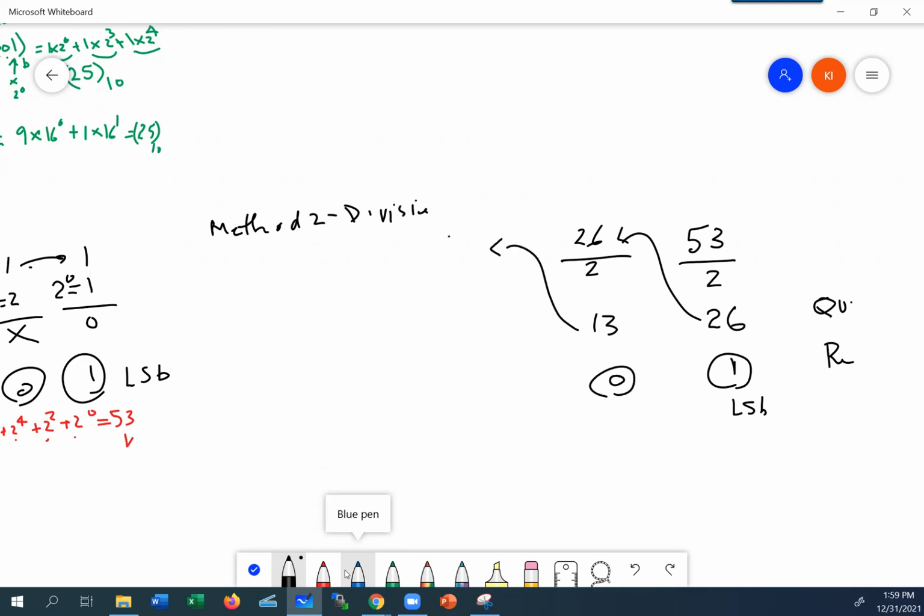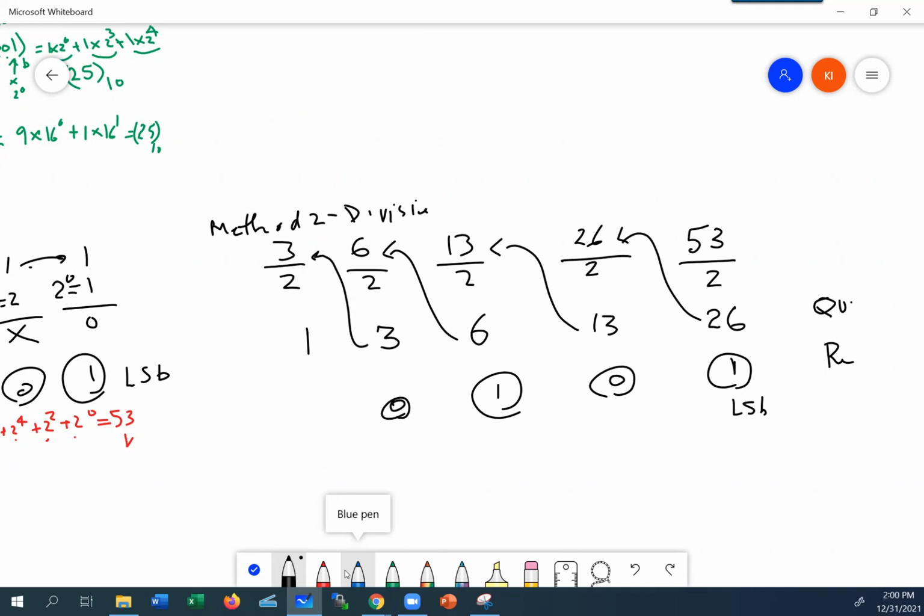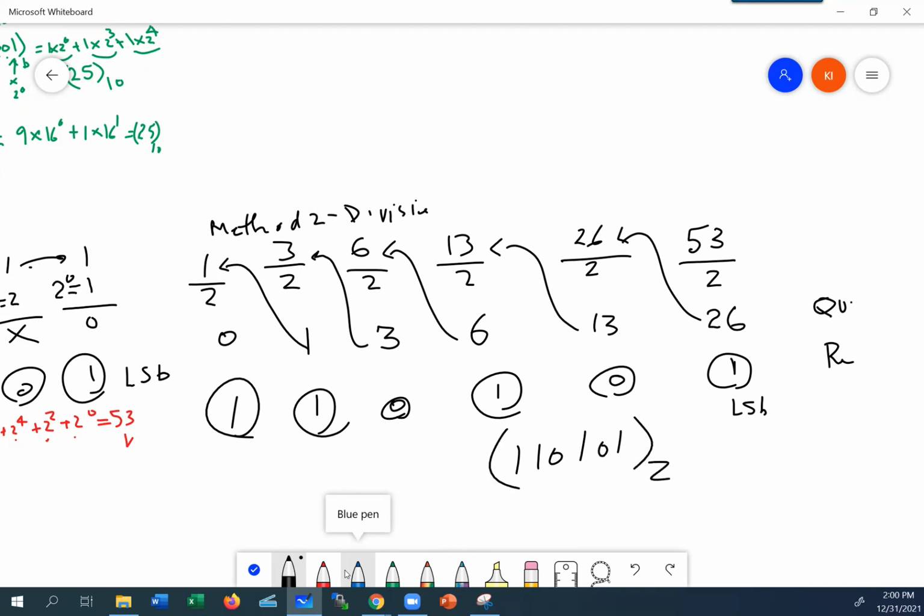Then I take the 13 up here, divided by 2, and I get a 6 for the quotient, 1 for the remainder. And then I take the 6 up here, divided by 2, and I get a 3 with a remainder of 0. Then I take this 3 up here, divided by 2. I get a quotient of 1, remainder of 1, and the 1 comes up here, divided by 2, quotient of 0, which means I'm done, and a bit of 1. So 1, 1, 0, 1, 0, 1, base 2. And if we go back and look at what we had before, it is the same number.